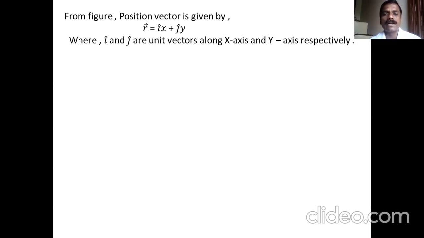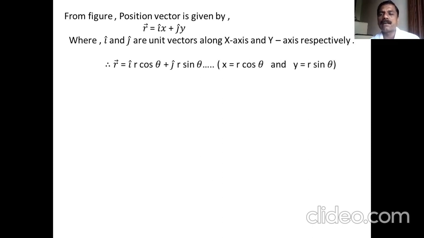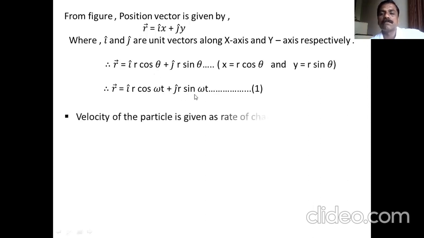Now here we can put the values of x and y. From the diagram you will find x is r cos theta and y is r sin theta. You will find this with the help of the trigonometric relation in the diagram. So x is replaced with r cos theta and y is replaced with r sin theta. Now this theta is replaced with omega t, which we have already seen. So i cap r cos omega t plus j cap r sin omega t. Say this is equation number 1. So this is a very important equation for the position vector.